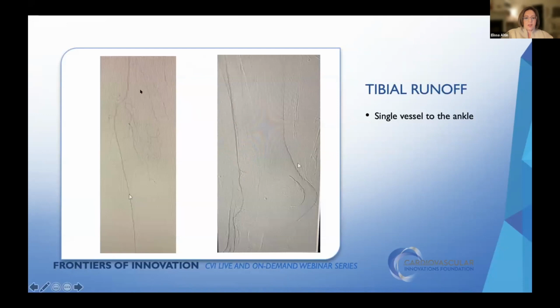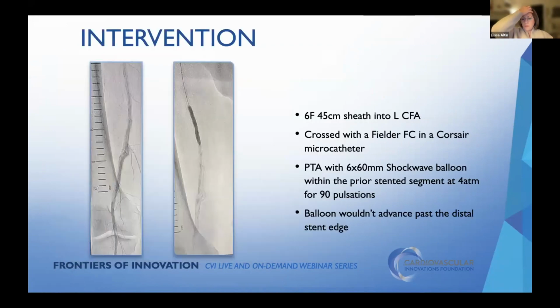He had very minimal tibial runoff, the AT down to the ankle. So we crossed the lesion with a Fielder FC in a Corsair microcatheter, and had decided that we were going to take a Shockwave balloon all along this segment because of the heavy calcification. Interestingly, the Shockwave balloon wouldn't cross down to the distal SFA P1 segment. So we did some inflations all along the way that we could.